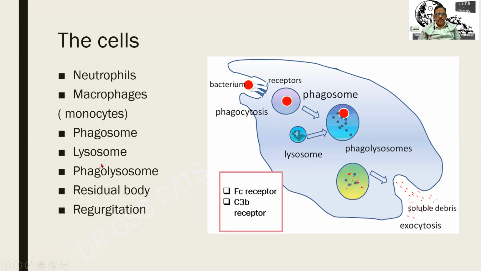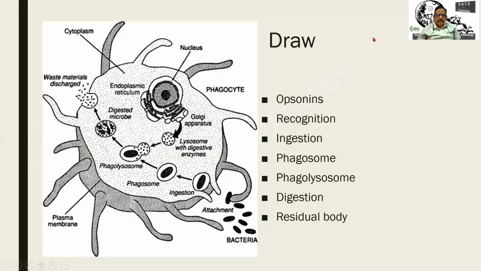Phagosome, lysosome, phagolysosome. This is a simple line diagram which I would like the students to draw as well as explain in detail. This is a phagocytic cell, whatever be it. It can be a macrophage or a neutrophil. It is only a schematic picture. And these are bacteria which are about to be engulfed.